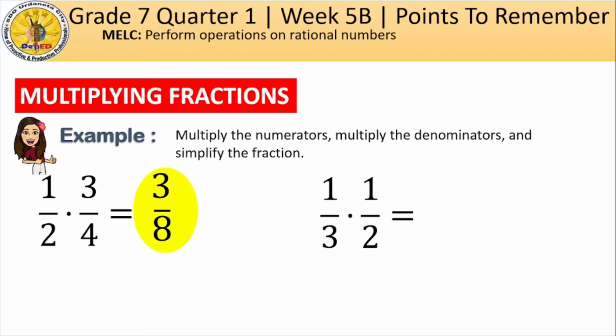Another example, if we multiply the fractions 1/3 and 1/2, again, let us multiply first the numerators. 1 times 1 is equal to 1. And then, let us multiply the denominators. 3 times 2 is equal to 6. Therefore, 1/3 multiplied by 1/2 results in 1/6.